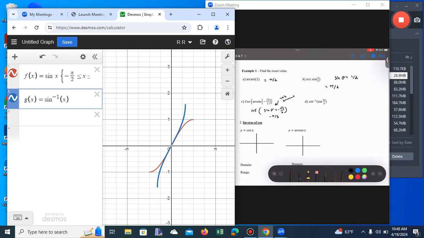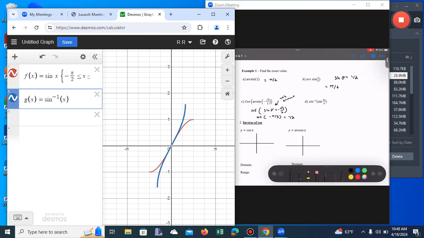As of the domain, it's either going to be in the first quadrant or the fourth quadrant. Cosine in that quadrant is always positive in the fourth quadrant. So we're going to end up with cosine of negative pi over 3, which is going to be just 1/2.